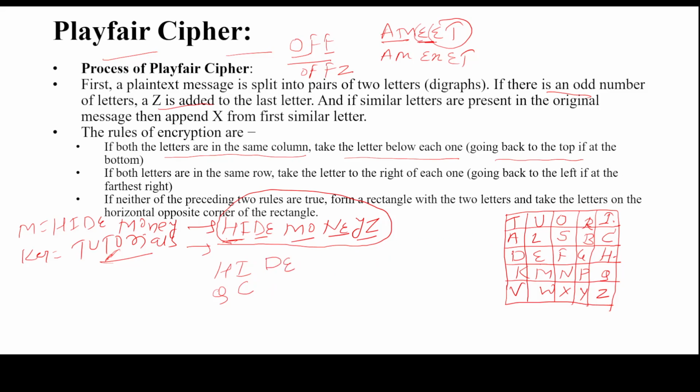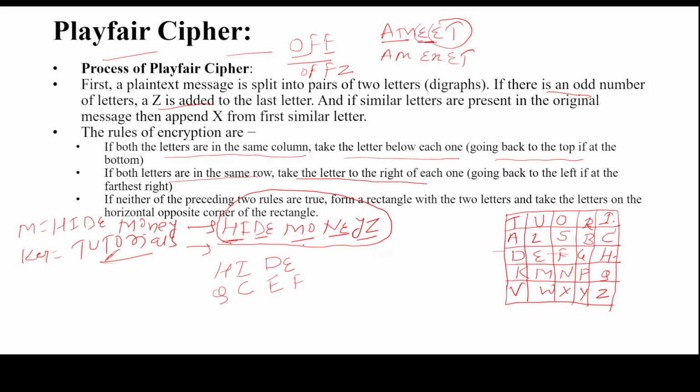Where is the D? D is here and E is here, which are there in the same row. Now see it. First HI was in the same column. Now D and E are in the same row. If both letters are in the same row, we have seen this rule in the last session: take a letter to the right of each one. Next immediate right we have to consider. Next immediate letter for D is E. So write E for D. Next immediate letter for E is F.